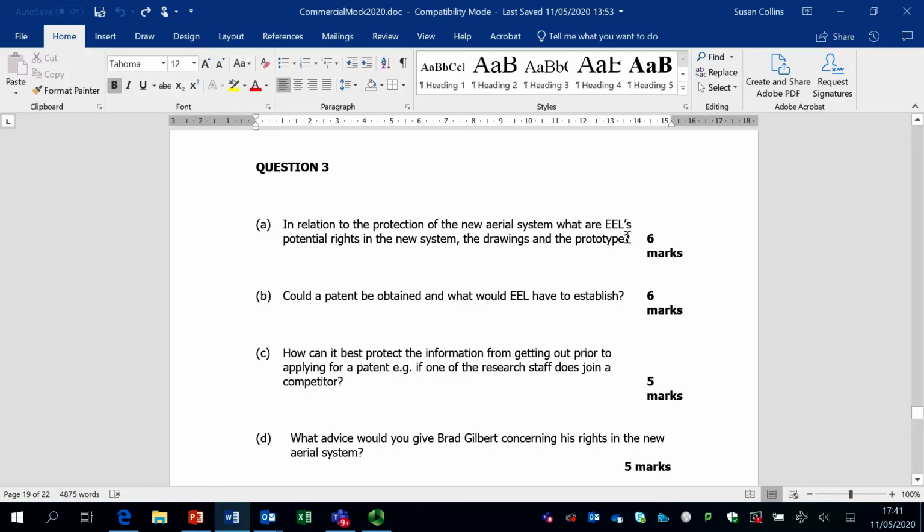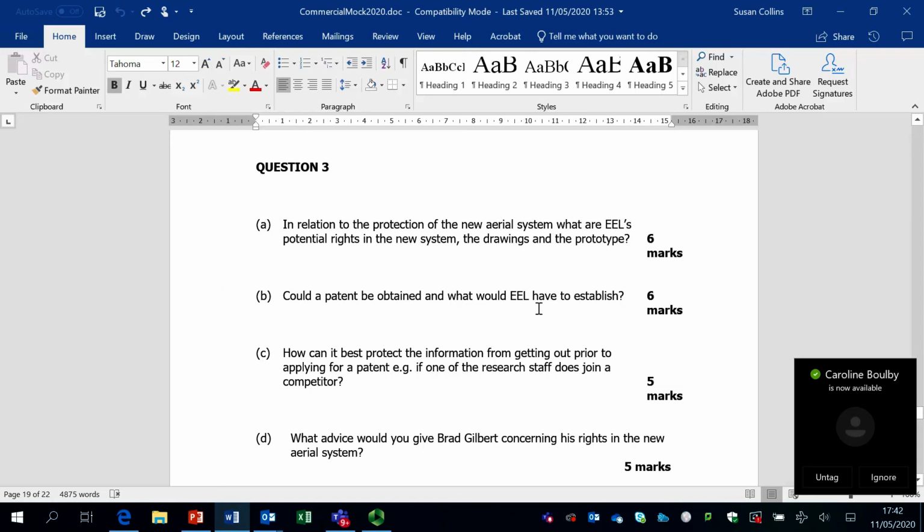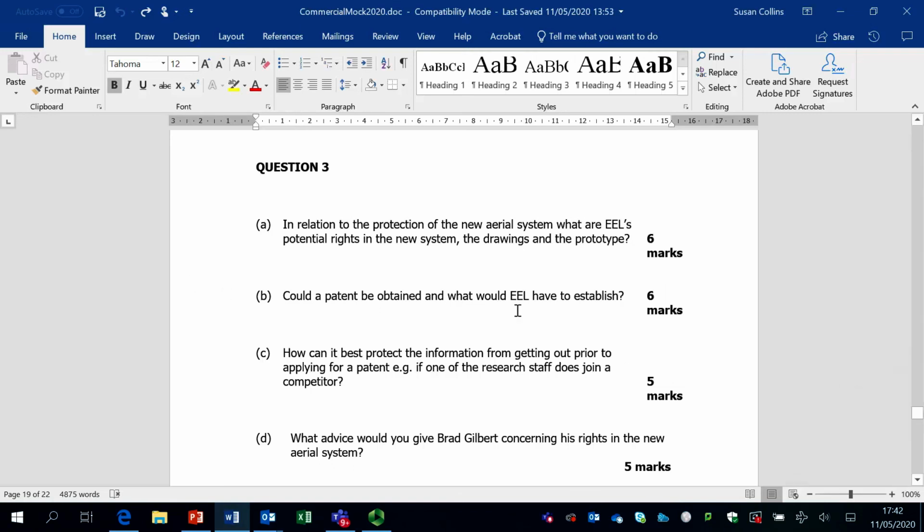6 marks, there's not a lot of marks there, so you're not looking at a lot of content in terms of a lot of detail. Patent might be a possibility in relation to potential rights here, but notice you're being asked more about that at B, so just say the word patent, certainly no more. So patent if new invention, I wouldn't say any more than that.